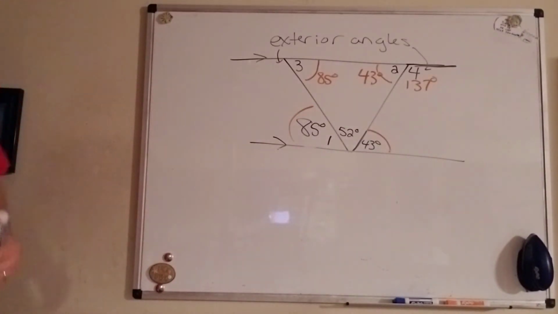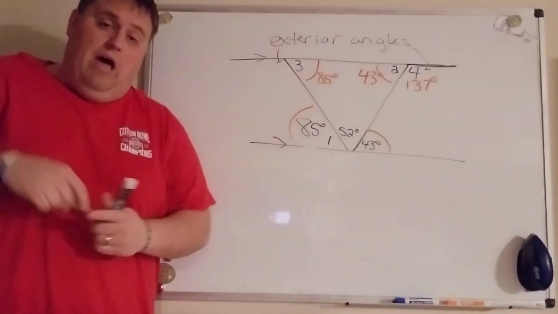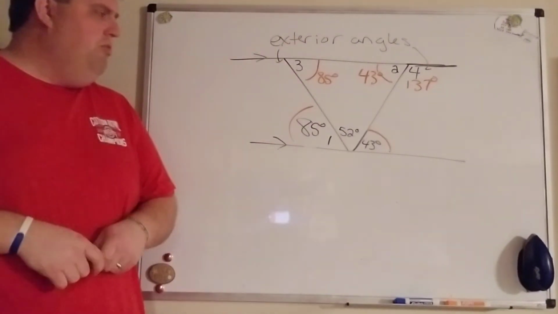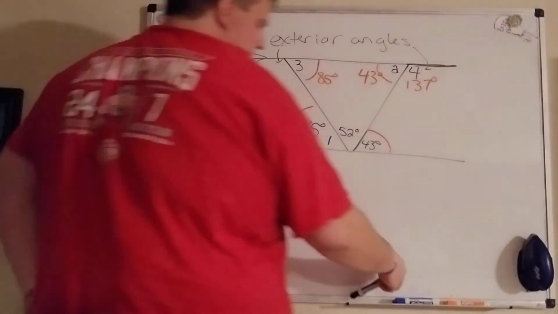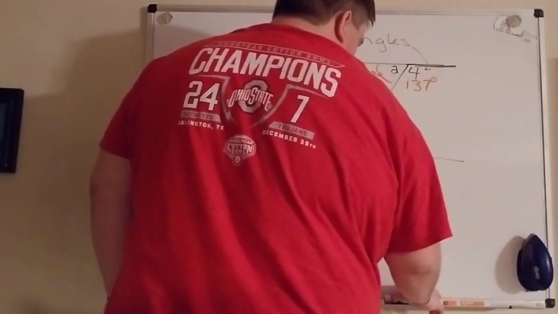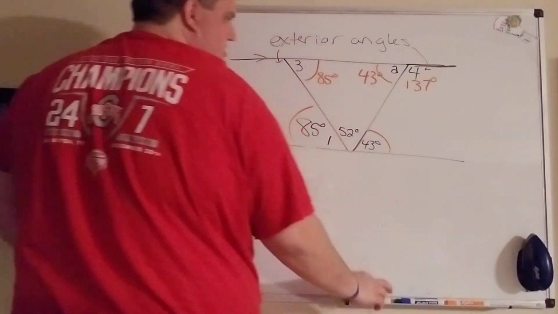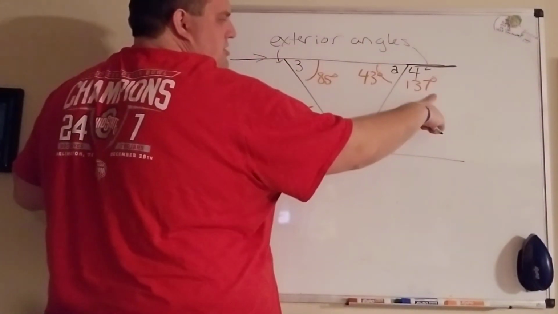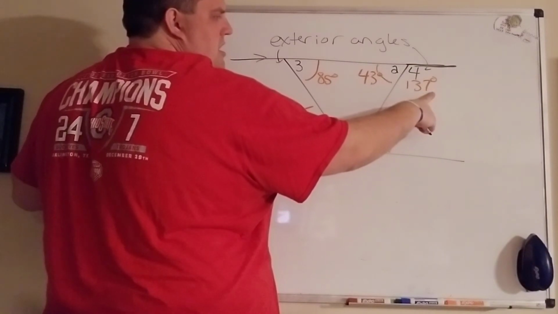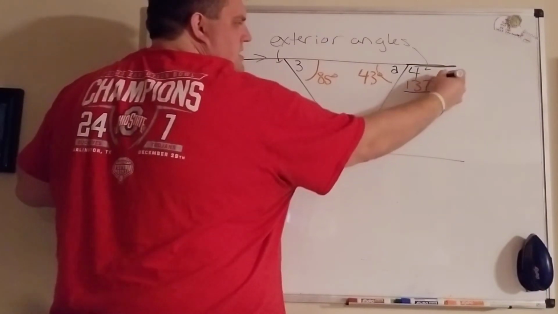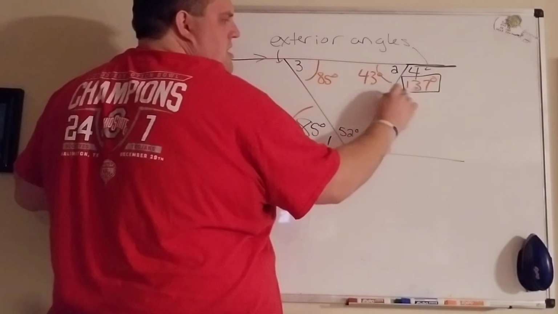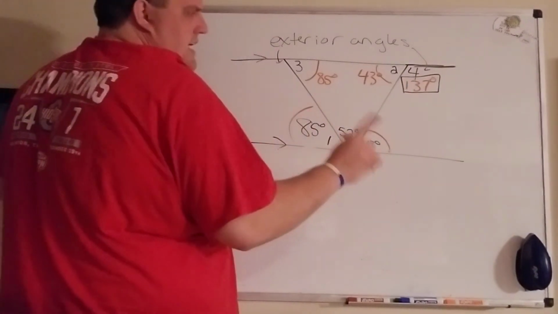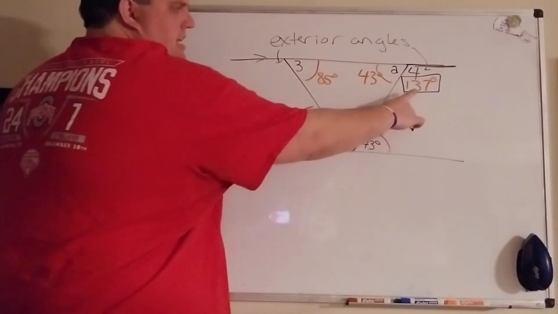Something like that. Now, what I want to show you, now that we filled this whole thing in, is there's this really cool thing about exterior angles and what's called remote interiors. So we found out this angle here is 137. So really, because this is an exterior angle, you can add together the remote interiors to get this angle.